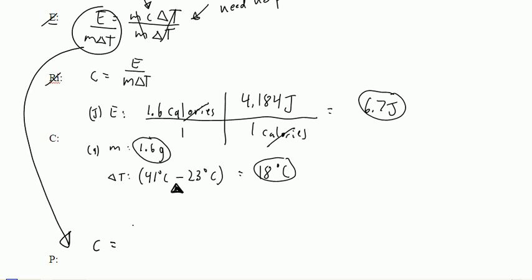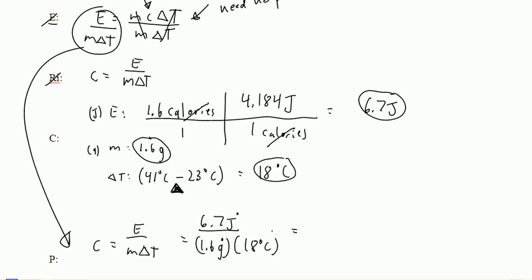So we're going to plug into this equation. C equals E over m delta T. E, 6.7 joules, M, 1.6 grams, and delta T, 18 degrees Celsius. Notice nothing cancels, but we end up with the units we want. Joules per gram degree Celsius.